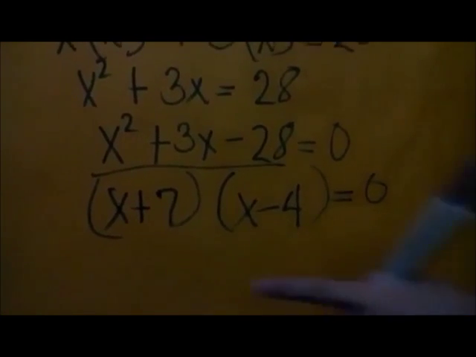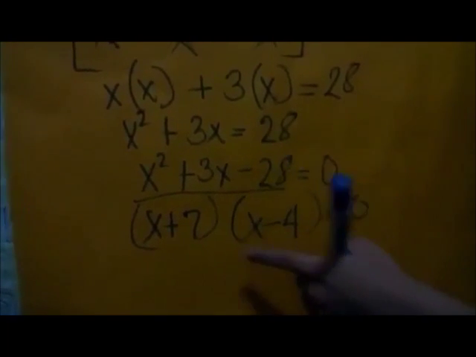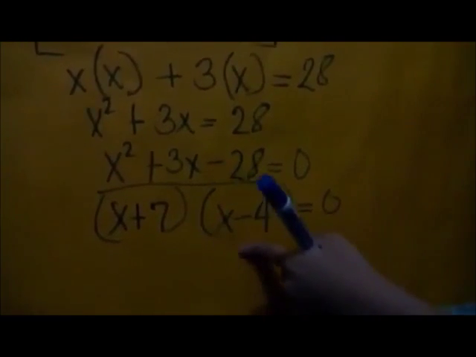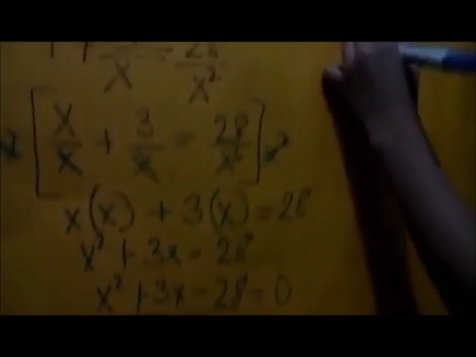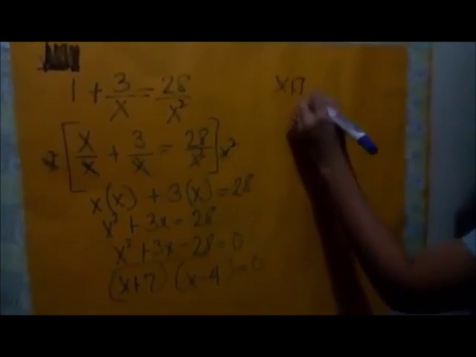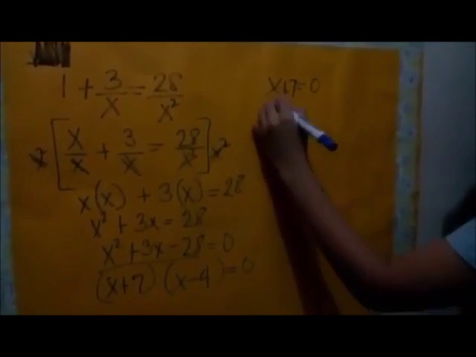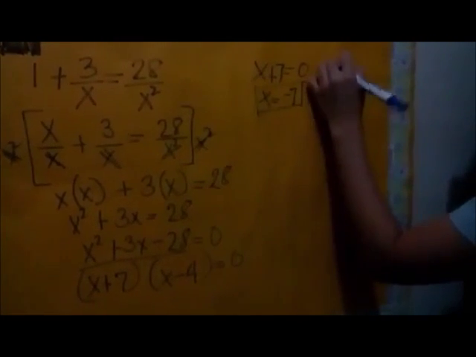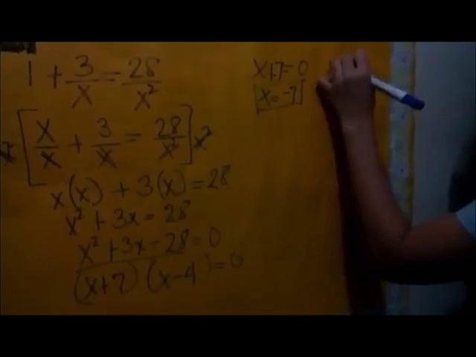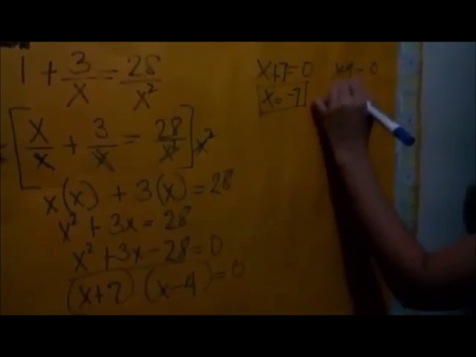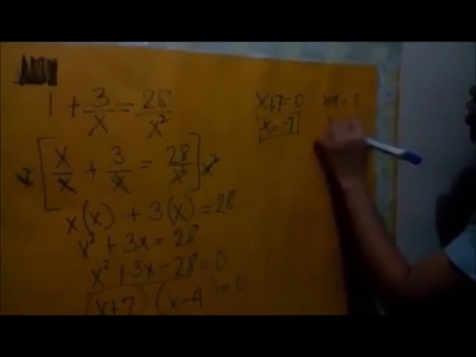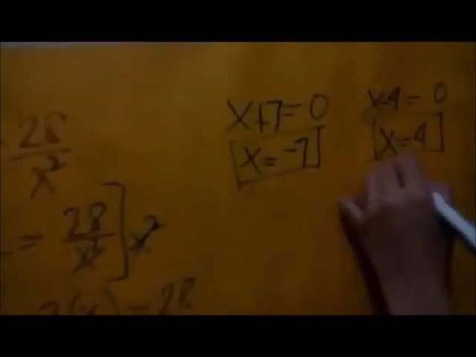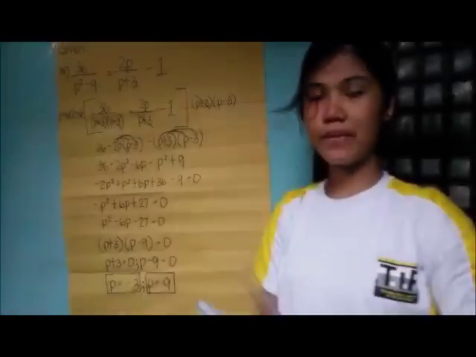To get the values of x, equate both equations to 0. So x plus 7 equals 0, so x equals -7. Then x minus 4 equals 0, so x equals 4. So this is your answer. Thank you for listening.